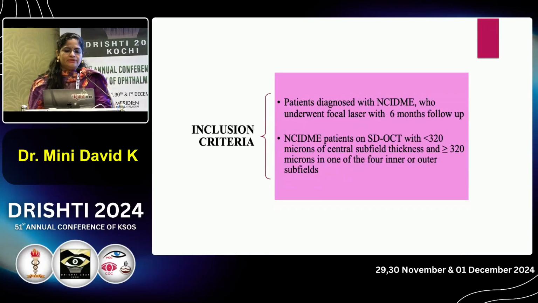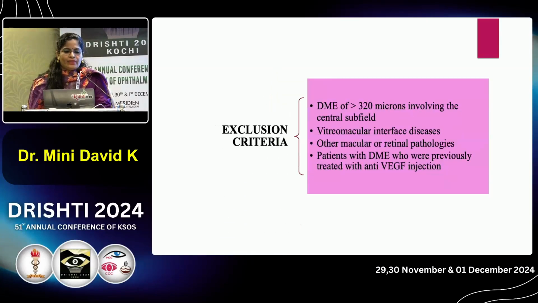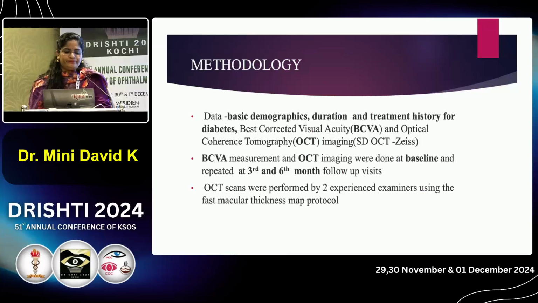Inclusion criteria were patients diagnosed with NCI-DME who underwent focal laser with 6 months follow-up, and NCI-DME patients on SD-OCT with less than 320 microns of central subfield thickness and more than 320 microns in one of the 4 inner or outer subfields. Patients with DME of more than 320 microns involving the central subfield, vitreomacular interface diseases, other macular retinal pathologies, and patients with DME who were previously treated with anti-VEGF injections were excluded from this study.